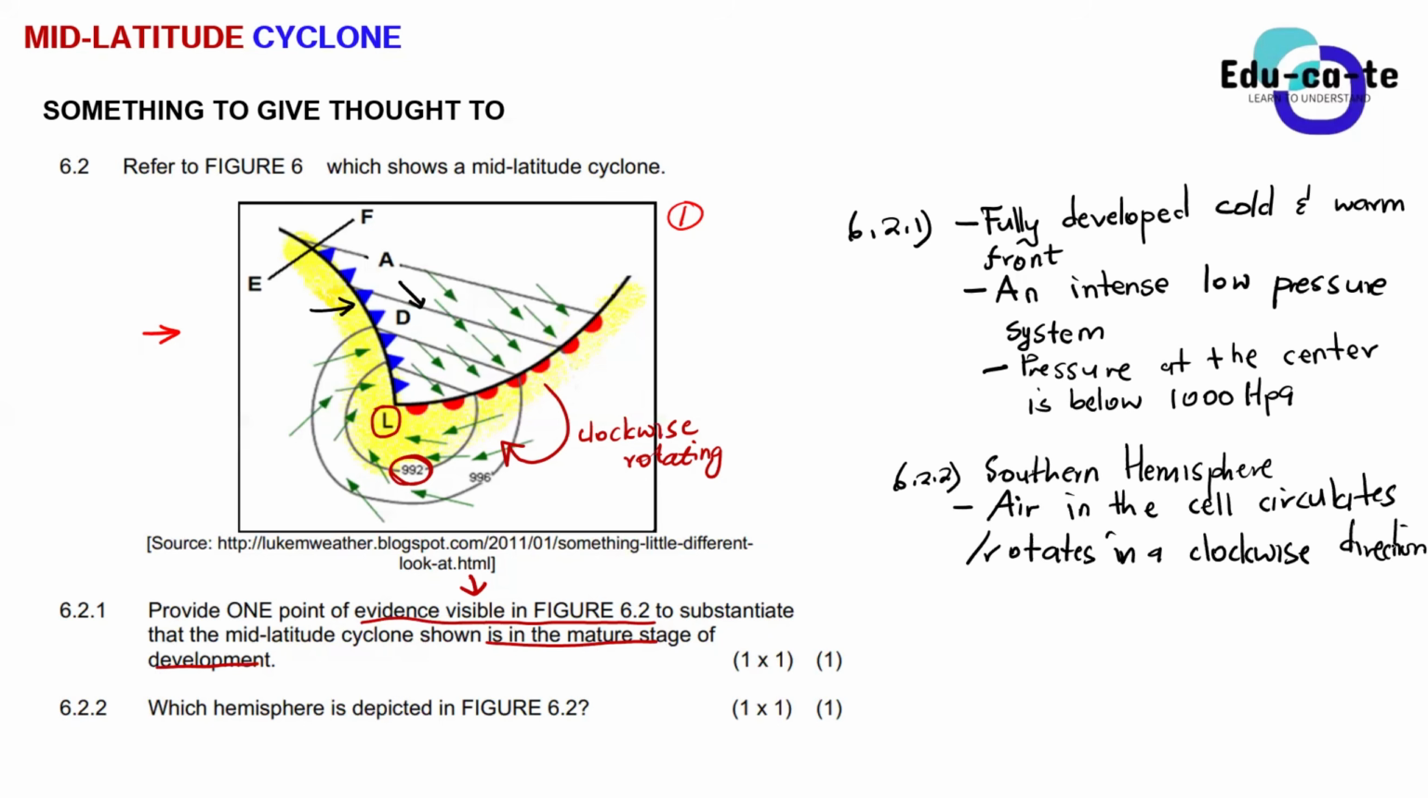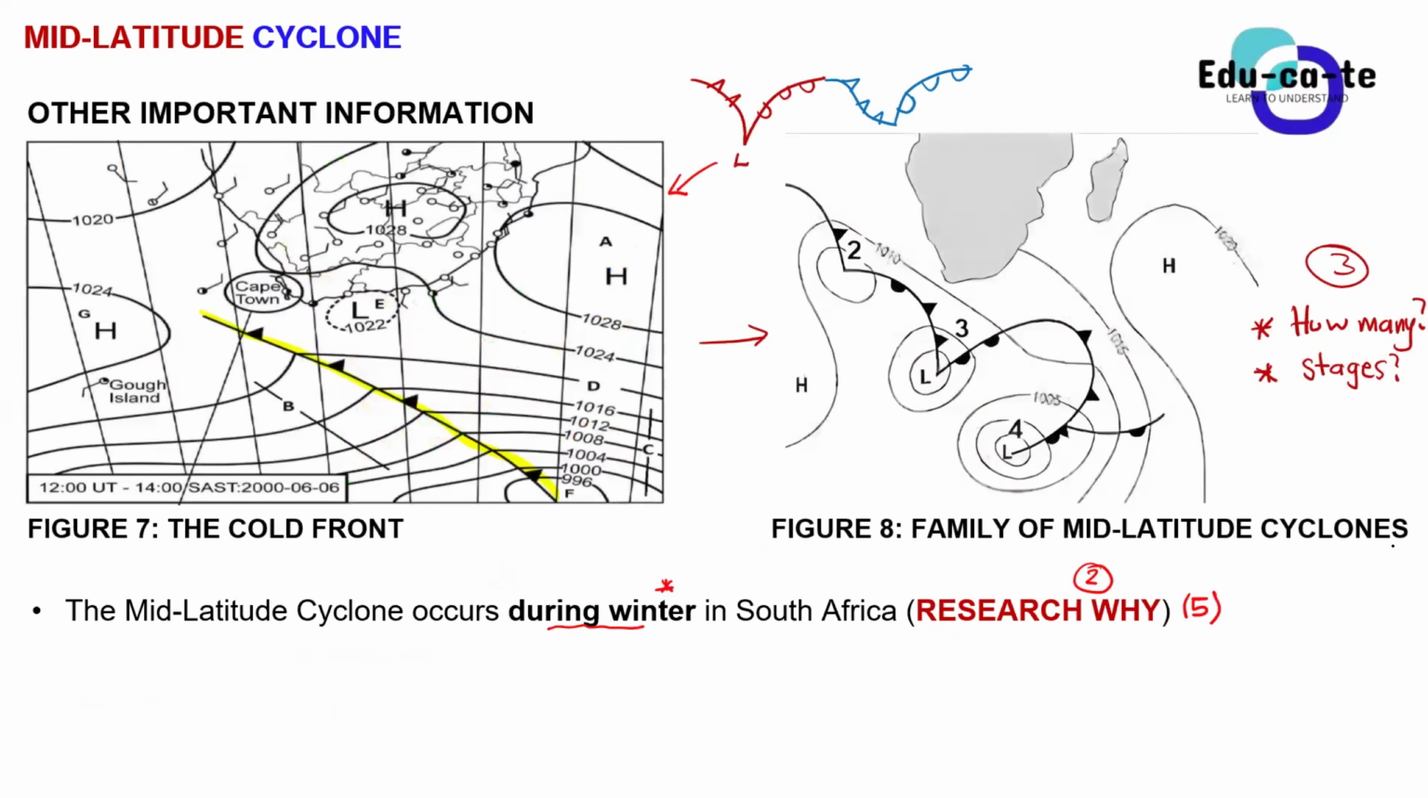What about the northern hemisphere? In which direction must it rotate? Yes, the anti-clockwise. Anti-clockwise, sir. There's nothing complex so far that we've done, right?